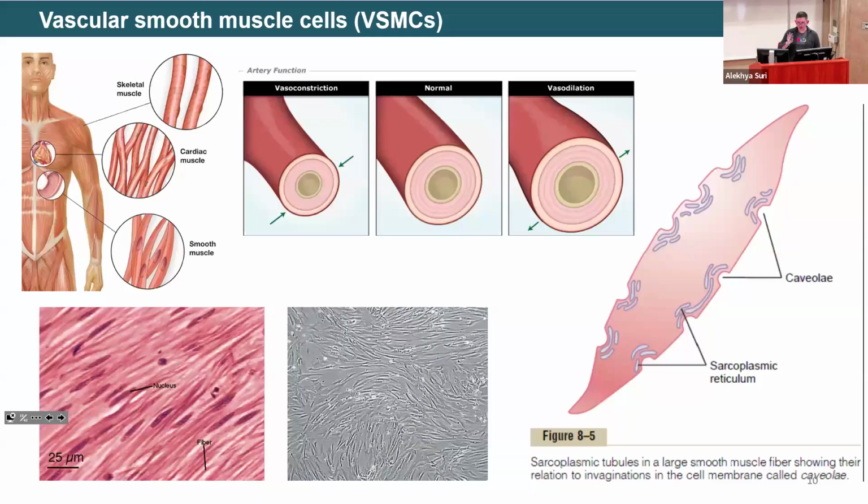And caveolae are features in many different cell types. So smooth muscle cells have a lot of caveolae. We're going to talk about caveolae also in the context of endothelial cells. So again, the idea is that these caveolae basically serve as organizing sites for the sarcoplasmic reticulum in these cells. Any questions so far, by the way?